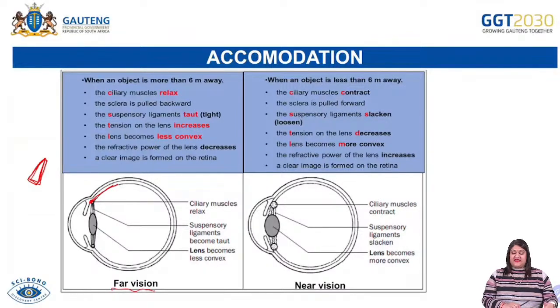When it comes to the object that is closer than 6 meters, here we are looking at the ciliary muscles contracting. You can see it becomes larger in a way, because of that structure the way it is, it's going to contract. The suspensory ligaments are going to slacken, and that is going to decrease the tension on the lens. The lens is going to become more convex, and then the refractive power of the lens increases, and the clear image is formed on the retina.